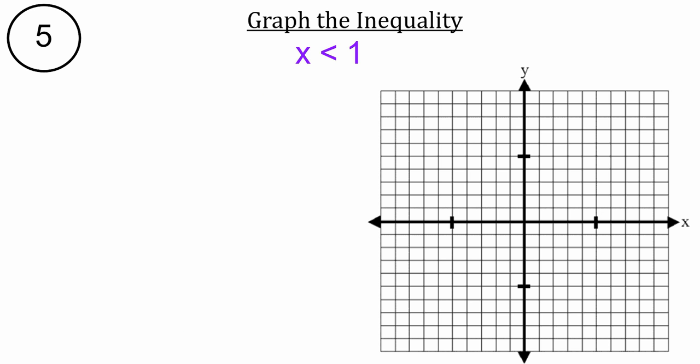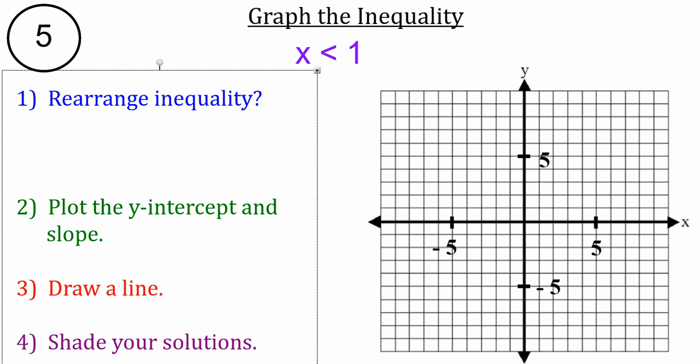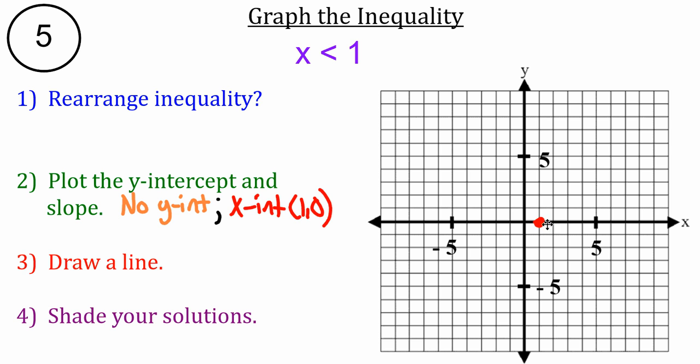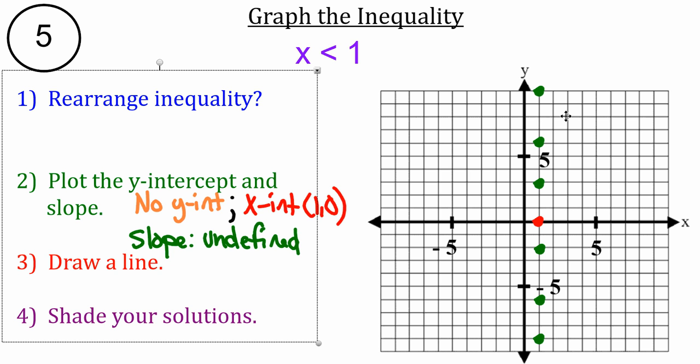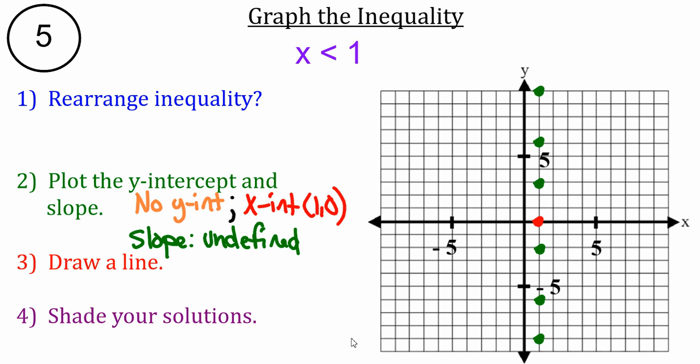Well, this is a vertical line because we have a slope that is undefined. So we don't have a y-intercept, we have an x-intercept at 1, 0. And again, it's saying all the x values would have this 1 as the input. So I can generate a series of points with that undefined slope to help me make my line.